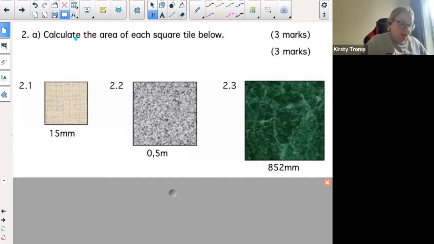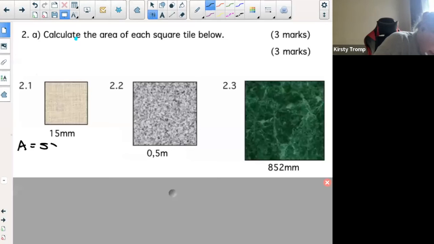So let's go have a look together. For my first square, I can say area equals side times side. So 15 times by 15. And I know that you guys definitely didn't use your calculators. You definitely all did it in your heads. You got 225 millimeters. And because it's area, they're going to be squared.